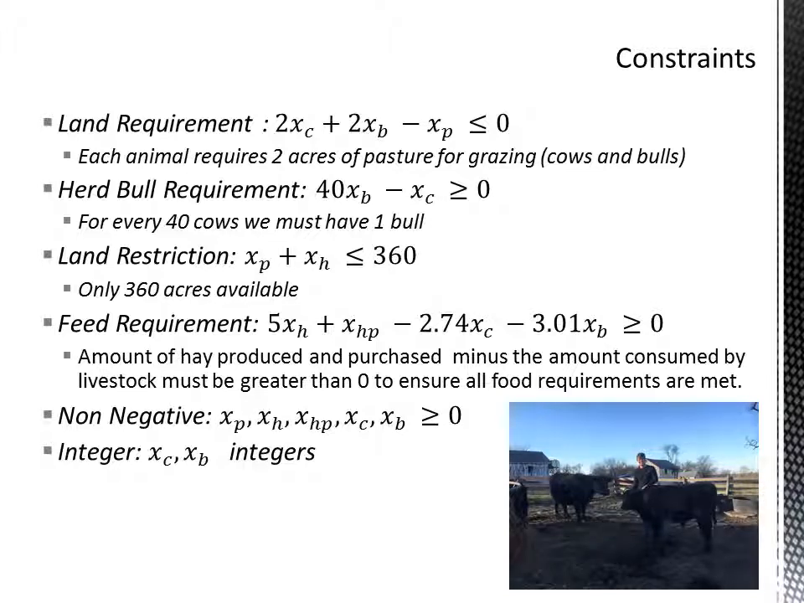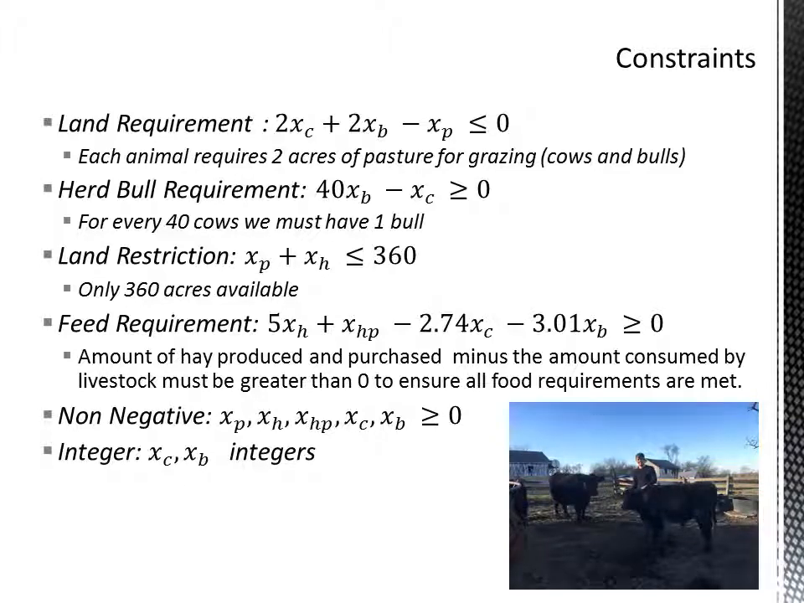Constraints. The first constraint simply states that each cow or bull on the farm needs at least 2 acres of pasture for grazing. The second constraint states that for every 40 breeding cows, we must have at least 1 bull to, say, service these ladies. Thirdly, like any other farm, we have a land restriction of 360 acres. Fourth is a consumption constraint.